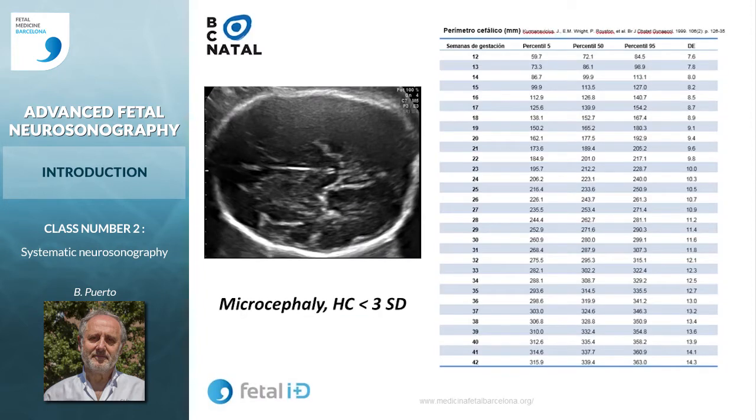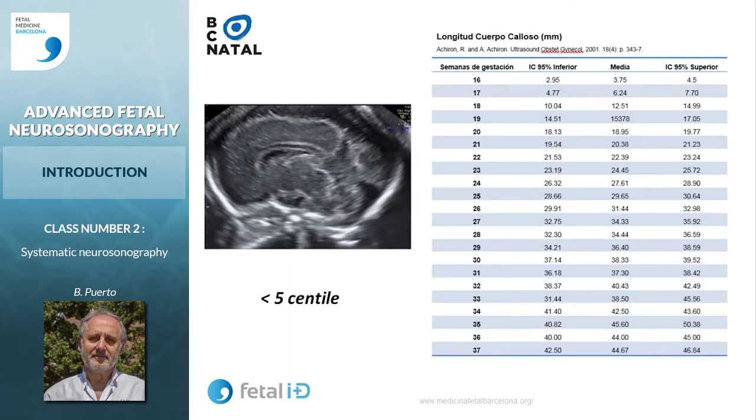It is also important to have the normality curves depending on the gestational age and the normal variations. Note the parameters that correspond to measurements outside the normal range. For example, it is considered that a fetus has microcephaly when having a head circumference of less than 3 standard deviations. In the case of corpus callosum measurement, we will use centiles. A small length of corpus callosum is considered below the 5th centile.